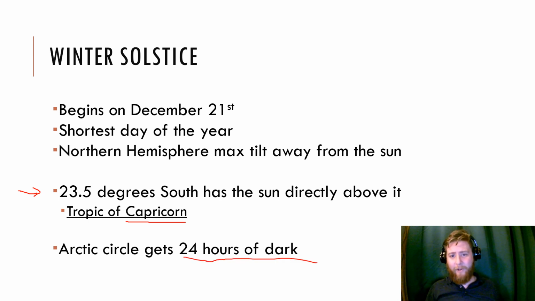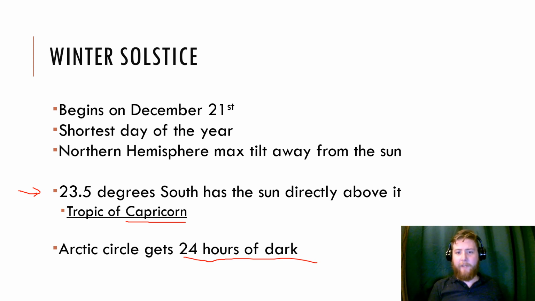It's important to note that in the southern hemisphere, these things are reversed. So on the winter solstice in the southern hemisphere, they're getting that 24 hours of daylight in their Arctic Circle down there. So Antarctica is getting 24 hours of daylight at that point in time.